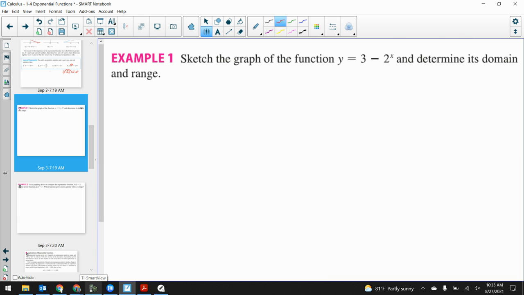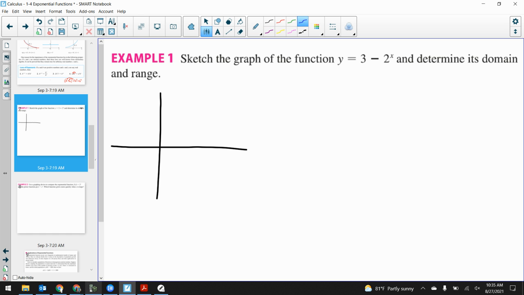All right. Sketch the graph of the function y is equal to 3 minus 2 to the x and determine its domain and range. All right, so if I want to graph this, maybe the best thing to do is, well, I guess it's a sketch. We're not going to put it in our graphing calculators. But maybe the best thing to do would be to look at the transformations that have happened. Because we know this exponential parent of 2 to the x is in this kind of general shape.